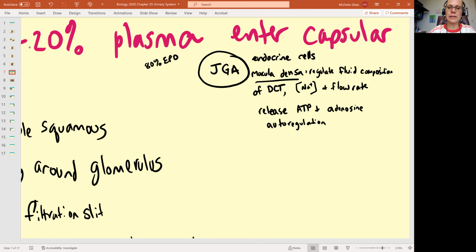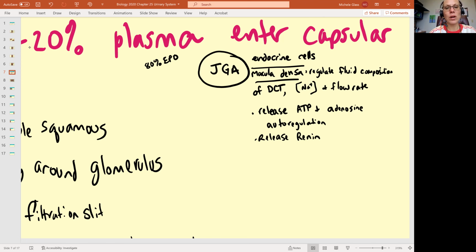The macula densa also is going to release renin. So we're going to talk about this quite a bit. We talked about it quite a lot before in the cardiovascular system, but we're going to come back to this release of renin, which leads to activation of angiotensin 1 and 2, which leads to the release of both aldosterone and ADH. So we'll come back to that.